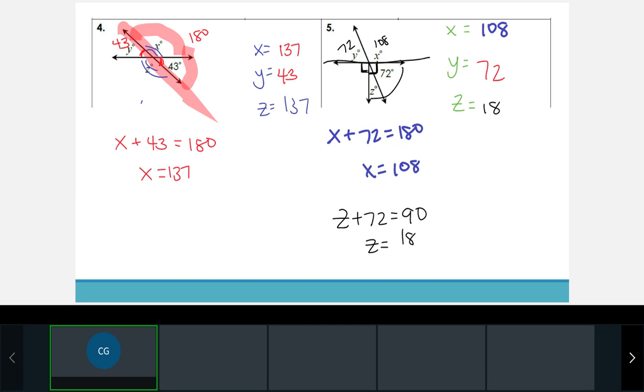Which was missing? They were all missing. We had to solve for X, Y, and Z. We didn't know any of them.